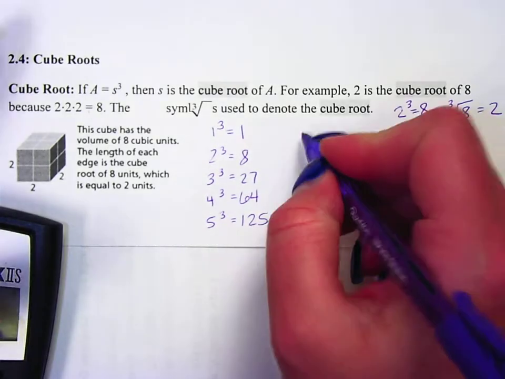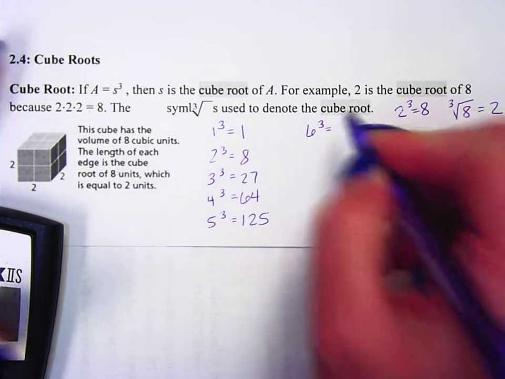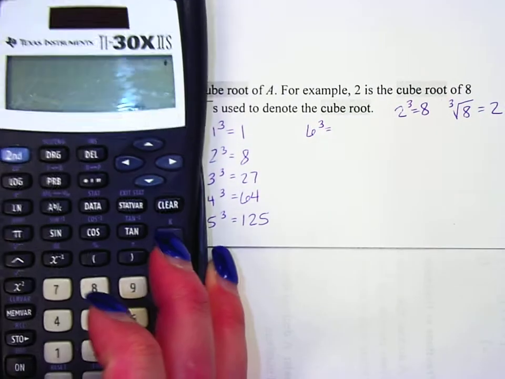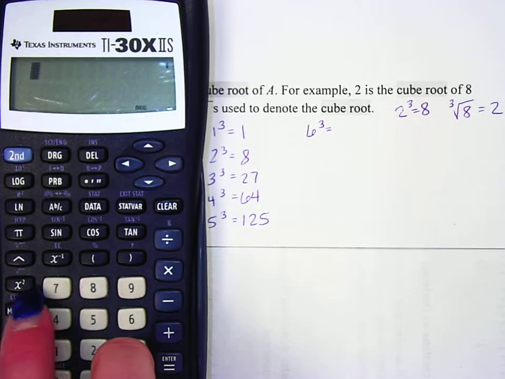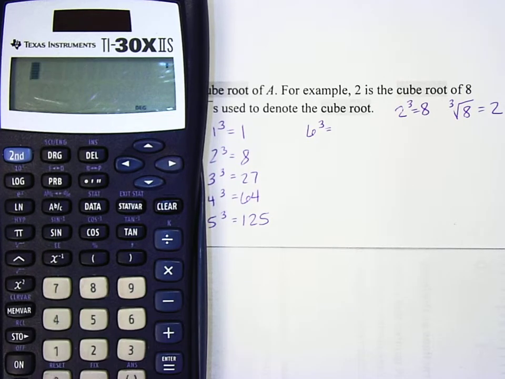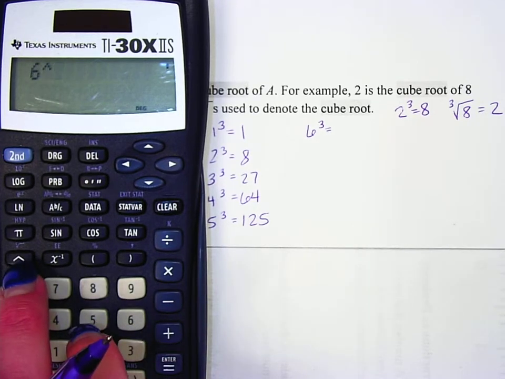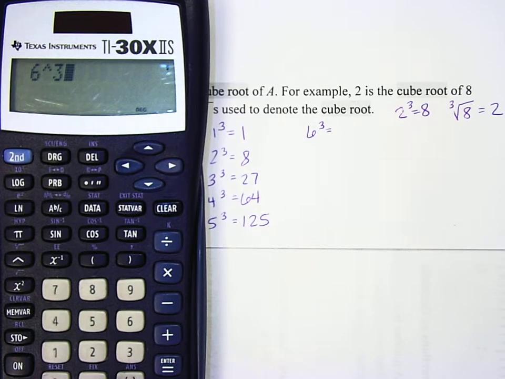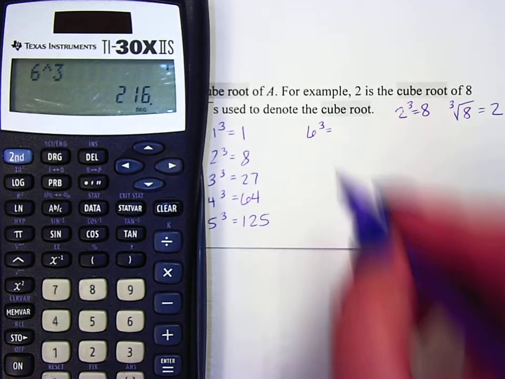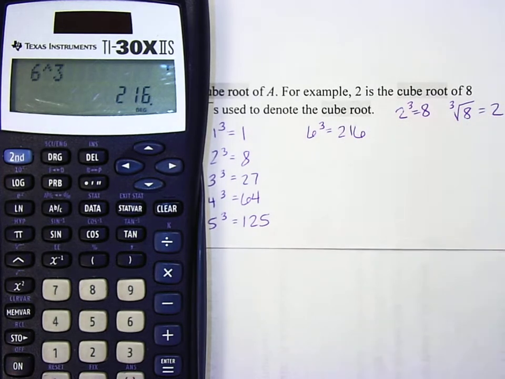Okay. Once I get to 6, I'm going to start using my calculator. So yesterday we used the button that had the square. Today there is no button that has a 3, so I have to use my caret. So to do 6 to the third power, I'm going to hit 6, this button right here, to the third. So 6 times 6 times 6 is 216.